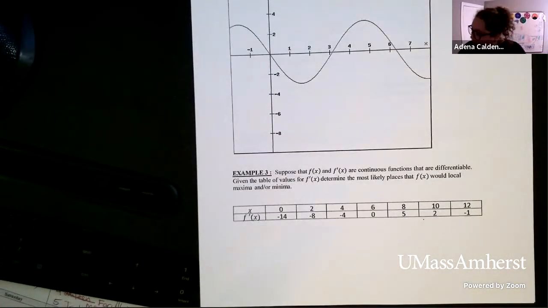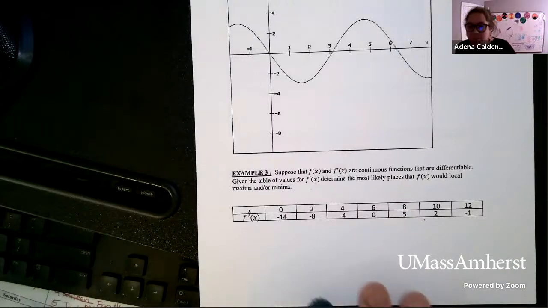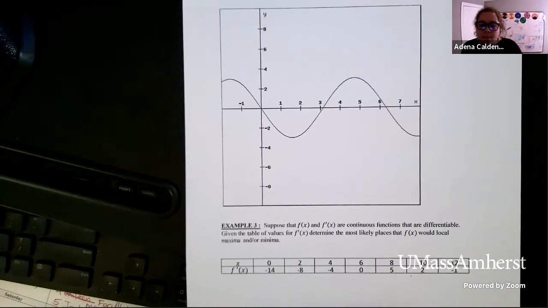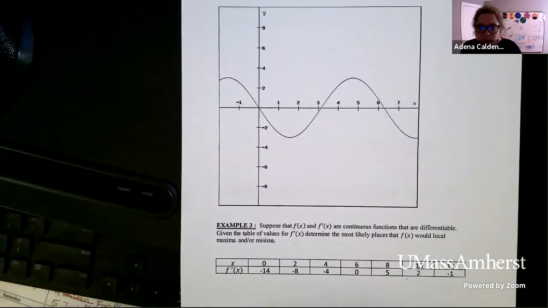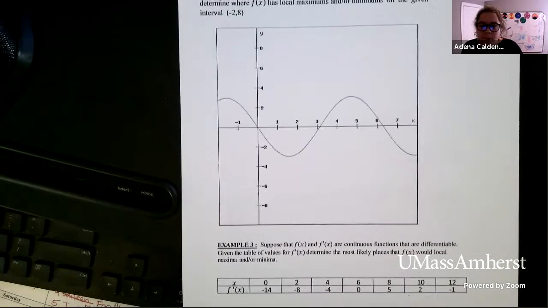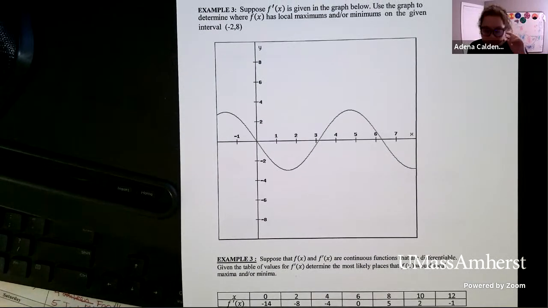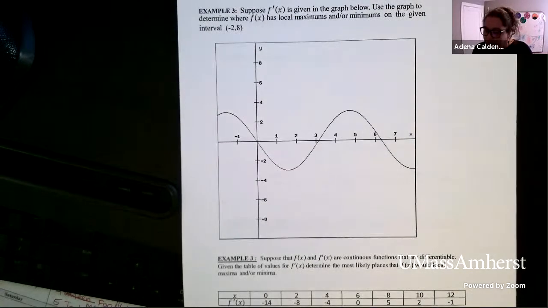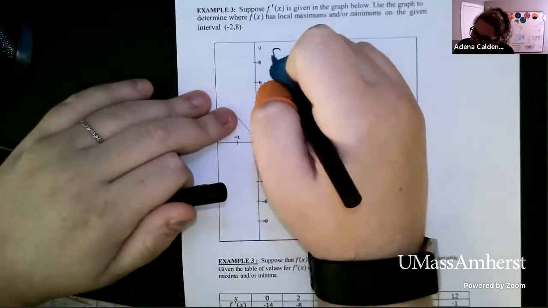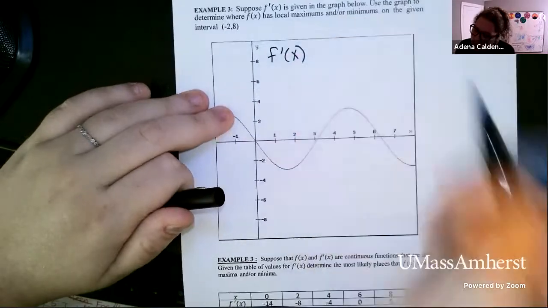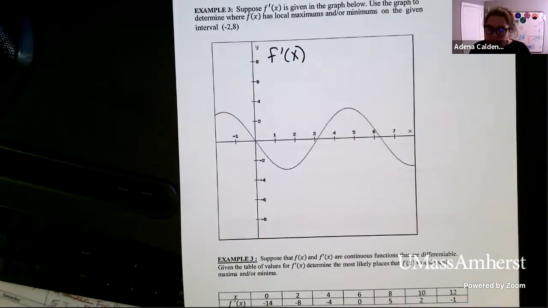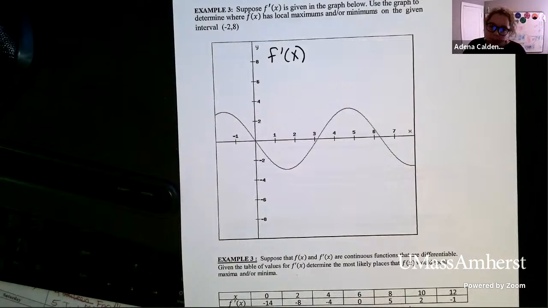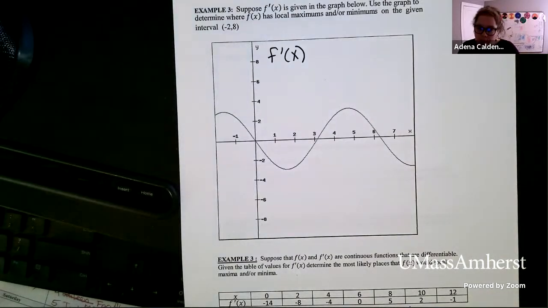derivative test with graphs or with tables. So I'm going to have you look at both of these. I don't know if I can have them on the screen at the same time, so let's just read them. The derivative function is given in the graph. So this is f prime of x. We want to use this to find any local maximums or minimums of the original function.